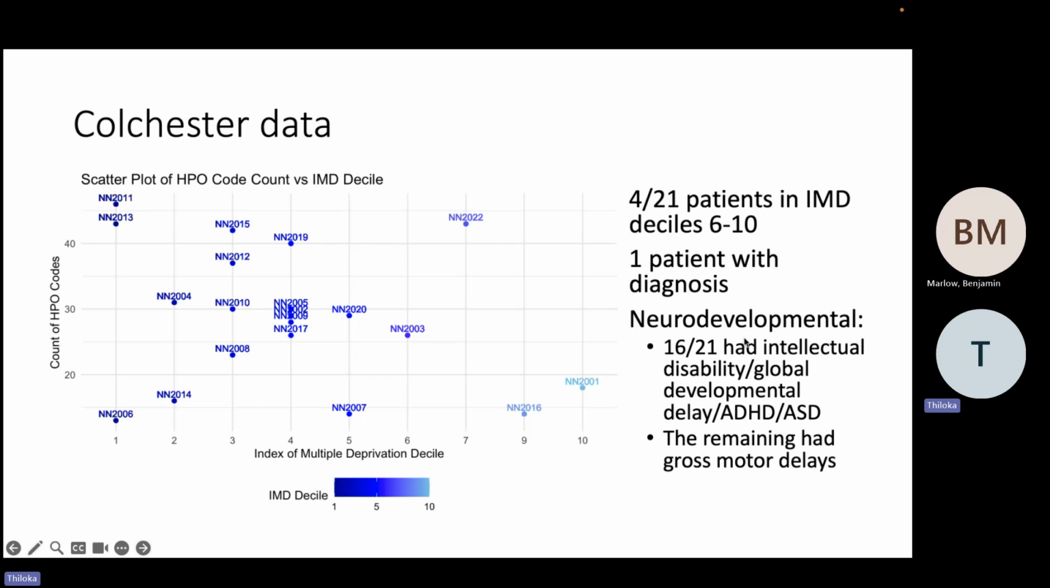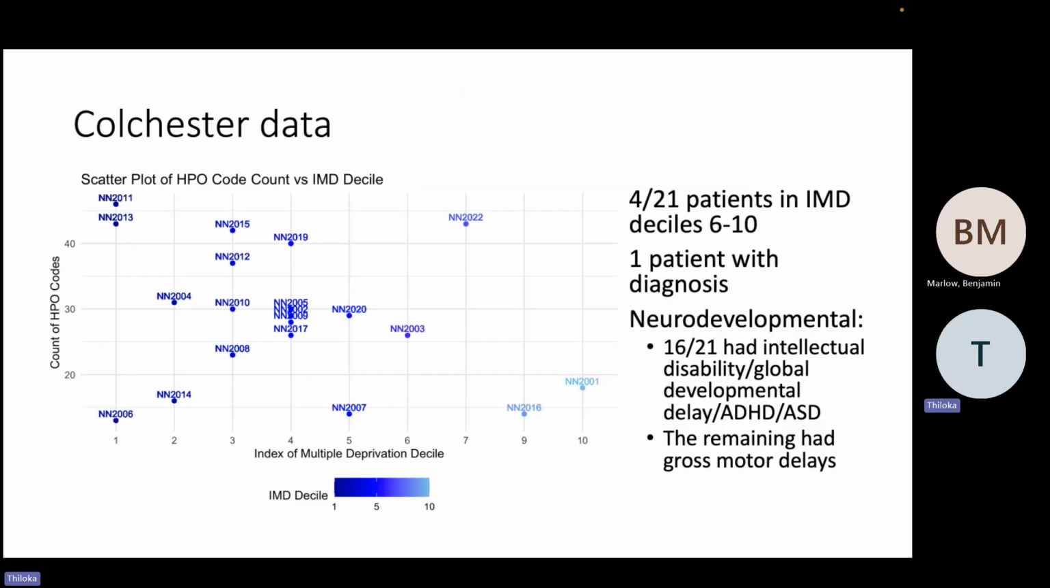Out of these 21 patients, we have 1 patient with a diagnosis. We have 16 out of the 21 who have a label of intellectual disability or global developmental delay or autism or ADHD spectrums. The remaining 5 have isolated gross motor delays.